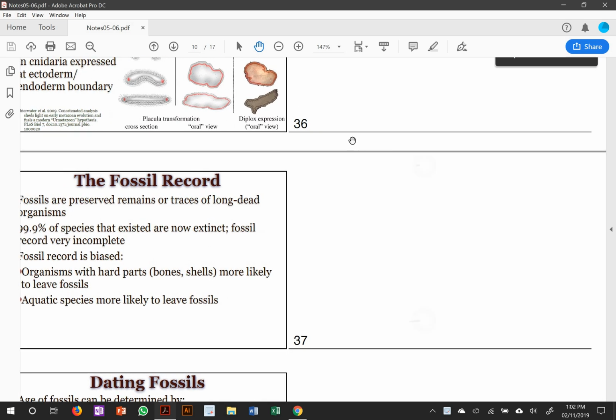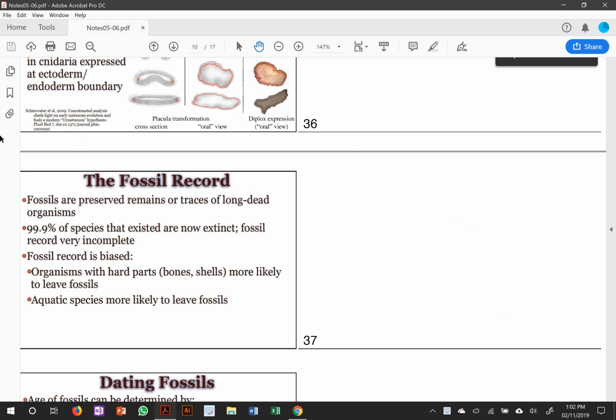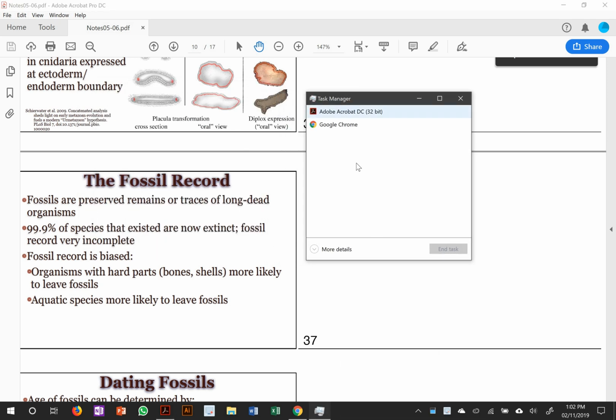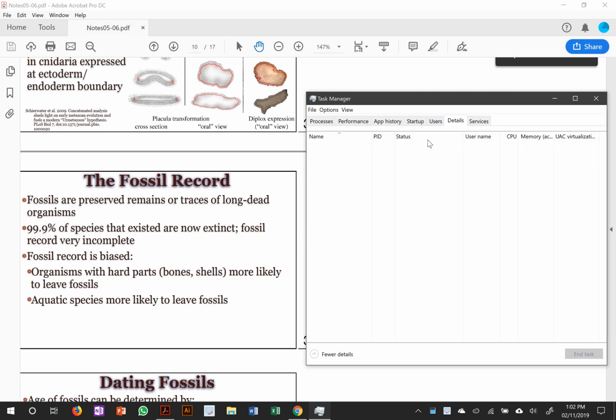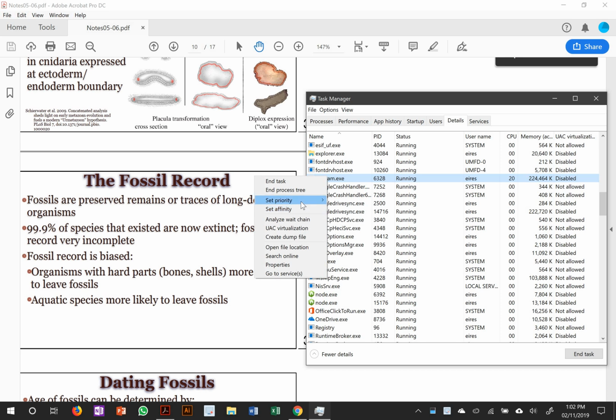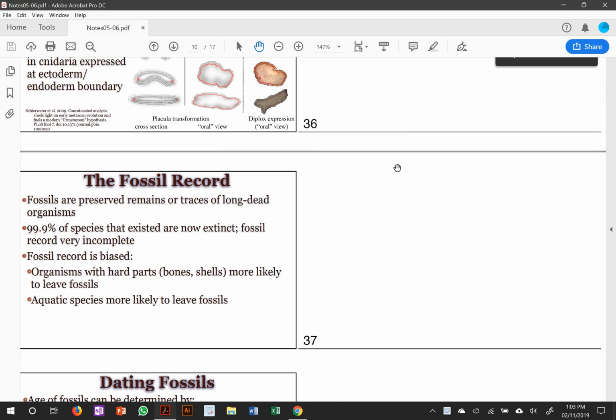Anyway, so we started talking briefly about fossils. Fossils are basically the remains of dead organisms. One thing I wanted to keep in mind when we're talking about the fossil record is that the record itself is heavily biased. It's biased towards animals with hard parts, with bones and shells. They're much more likely to leave fossils than soft, squishy things. It doesn't mean we don't have fossils of small, squishy things. It just means that those fossils are much, much rarer.